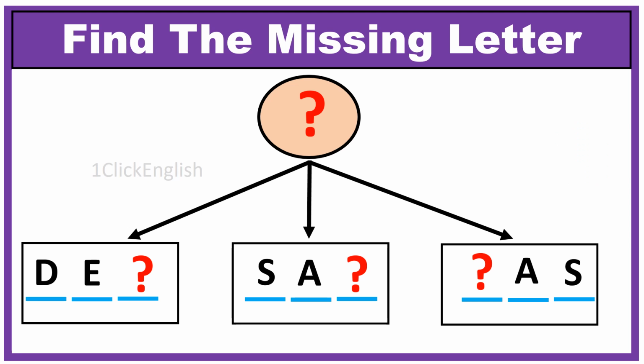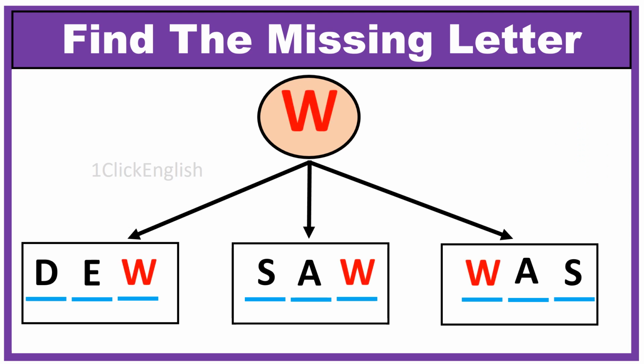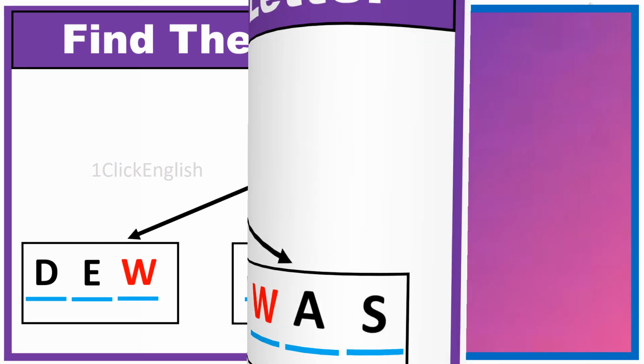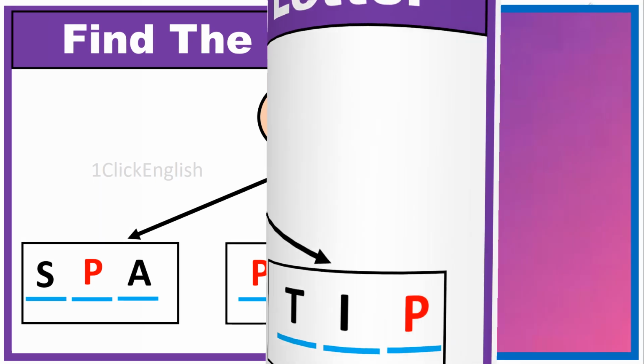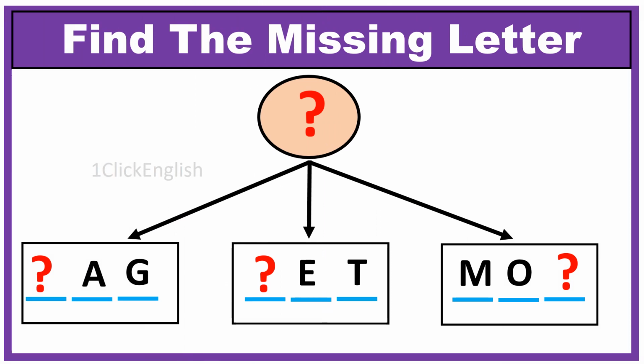Hope you guessed it right, as the answer is W. P is the correct letter. The correct alphabet is B.